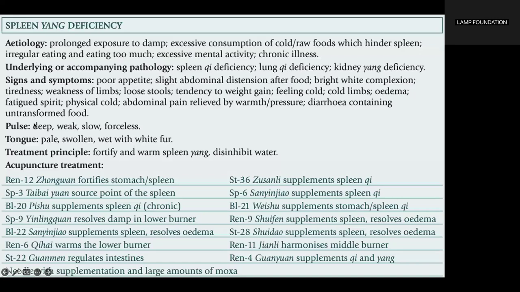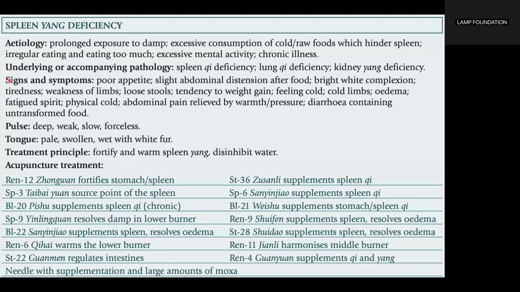Etiology of spleen yang deficiency: prolonged exposure to damp, excessive consumption of cold raw foods which hinder the spleen, irregular eating and eating too much, excessive mental activity, chronic illness. Underlying or accompanying pathology: spleen qi deficiency, lung qi deficiency, kidney yang deficiency.